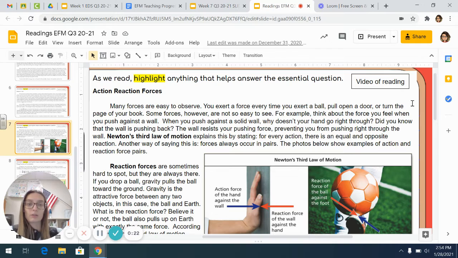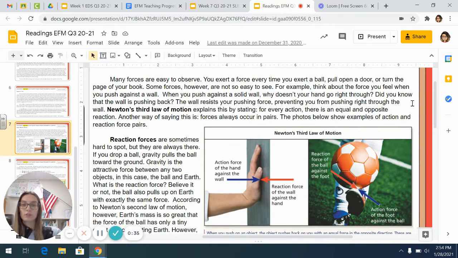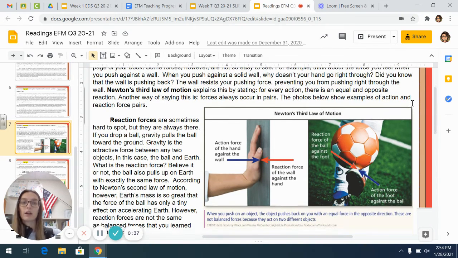When you push against a solid wall, why doesn't your hand go right through? Did you know that the wall is pushing back? The wall resists your pushing force, preventing you from pushing right through the wall. Newton's third law of motion explains this by stating, for every action, there is an equal and opposite reaction. Another way of saying this is forces always occur in pairs.